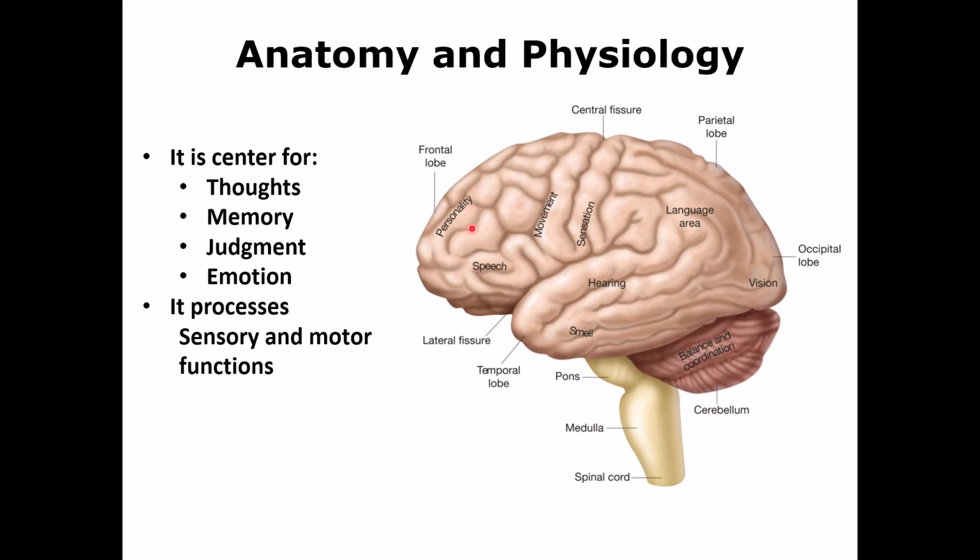The frontal lobe is important for your personality and also for other functions like planning, judgment, and thinking. Part of your emotion is also there. It also affects your behavior. So the social norms, things that you have to avoid, those are all located in the frontal lobe.